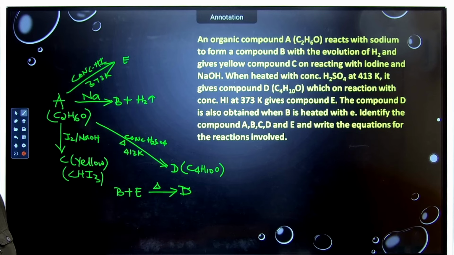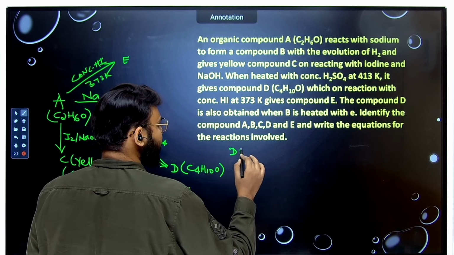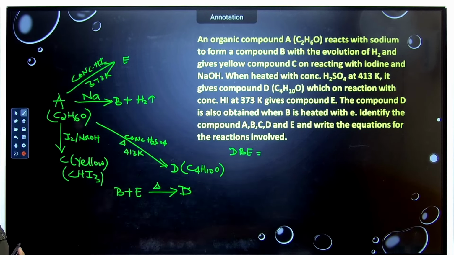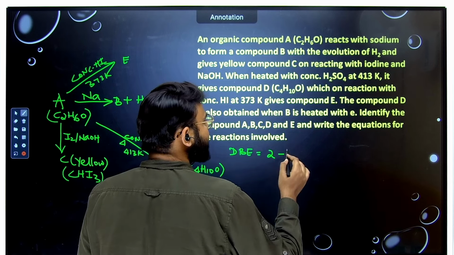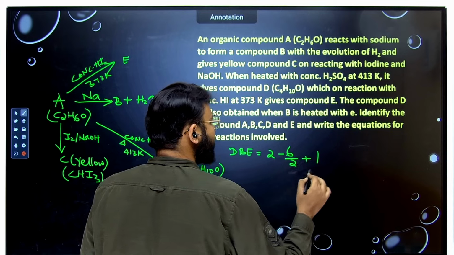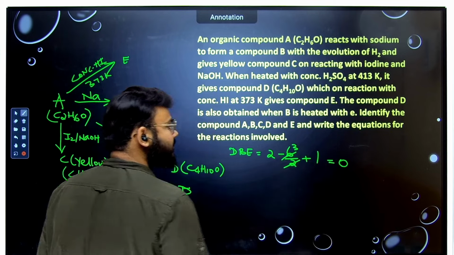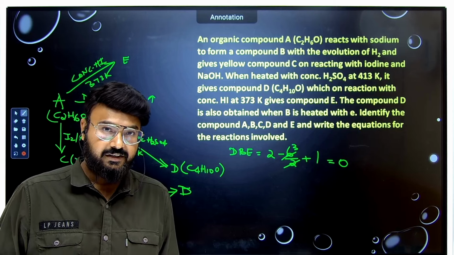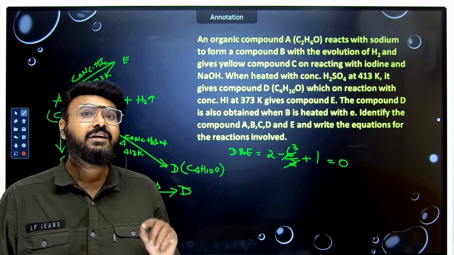How do we identify? So for that, let's find the DBE first. So let's see if there is a double bond or not. So with the given formula C2H6O, let's find out. So there are 2 carbon minus 6 hydrogen by 2 plus 1. So 2 minus 3 plus 1. So we got 0. It means the aldehyde and ketone chances are ruled out. It must be alcohol and only ethyl alcohol gives iodoform test.